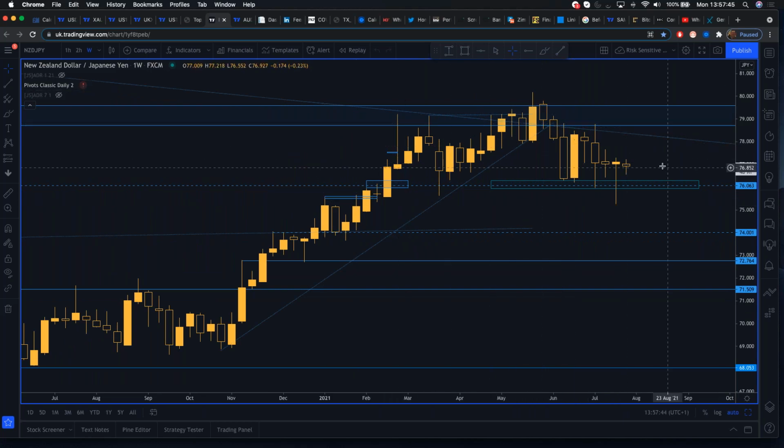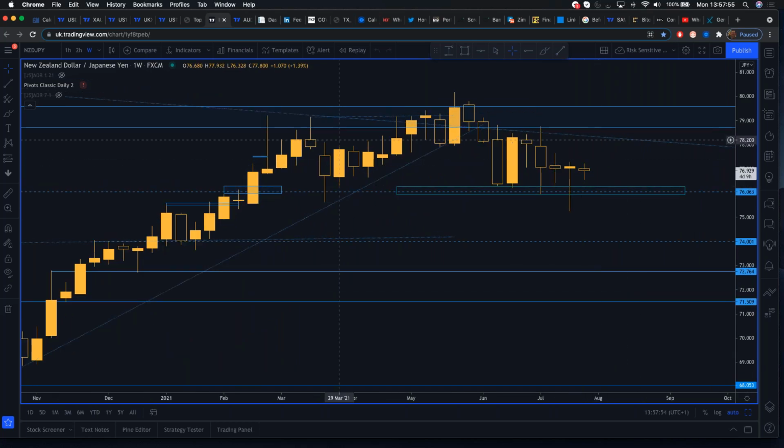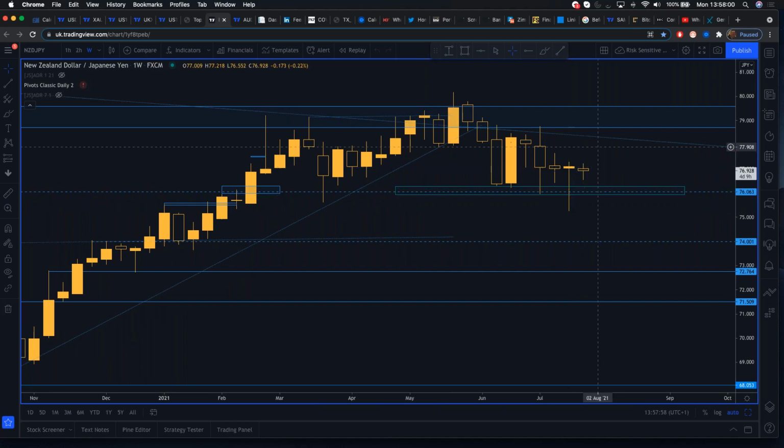The fundamentals are in place, but the risk is that if the Federal Reserve raises interest rates or signals it, this will likely fall lower. It could take out the lows. For now, I am long New Zealand dollar Japanese yen. I was buying into this dip last week, and I'm looking for higher prices.